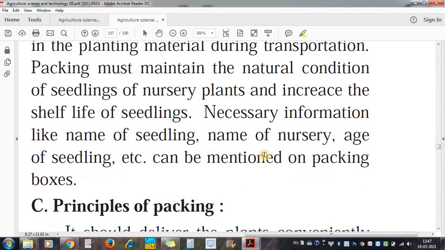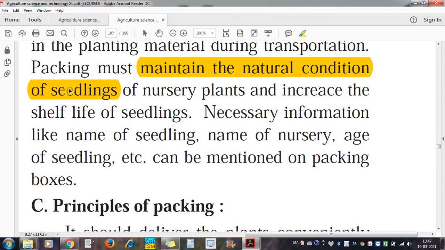So in this case, packing must maintain the natural condition of the seedlings of the nursery plant. The natural condition in the sense that when the seedling reaches the customer, it should be well grown, fully grown, vigorous, lustrous, green and living. Then only the customer will purchase, otherwise he will refuse it. So the shelf life of the seedling should be increased. In that way, packing is to be done.